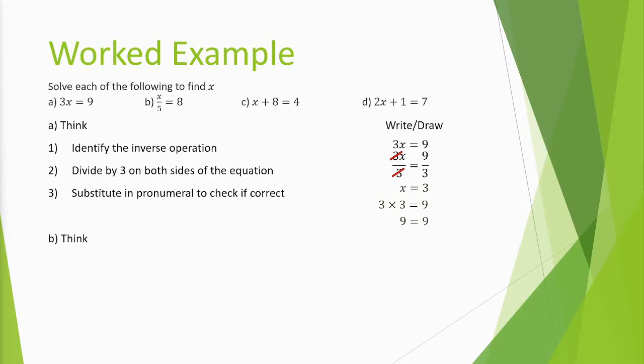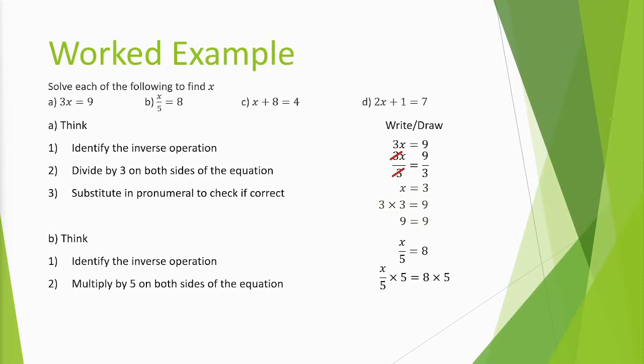Again, our first step is identifying the inverse operation. I've written down my equation and I can see that it's x over 5, and I know that a fraction is similar to division. So I'm going to multiply both sides by 5. Again, I can cancel out the two 5s on the left-hand side, and all I'm left with is x equals 40.